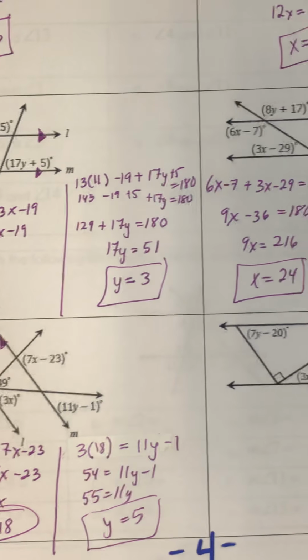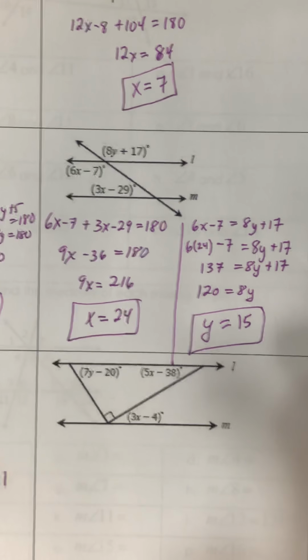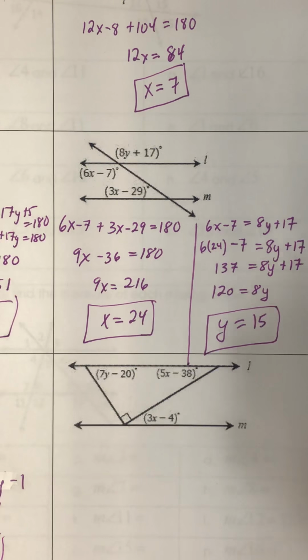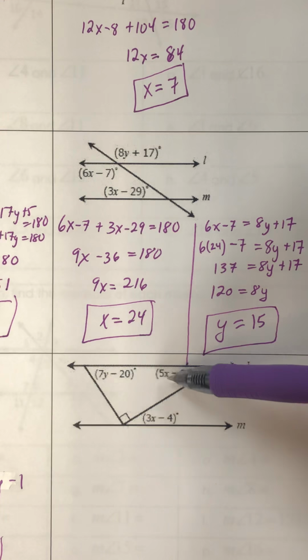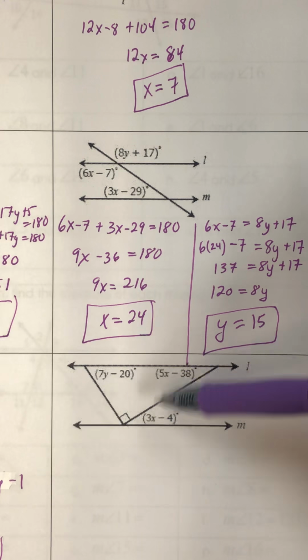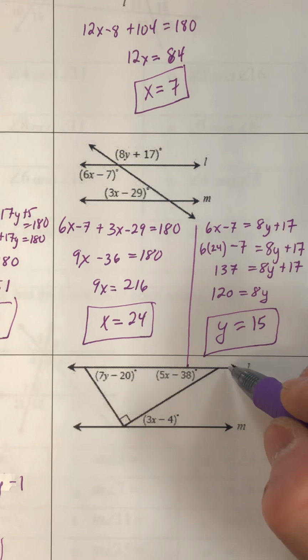Okay, let's see, what do we got here? All right, what do we know? Well, I know this is a triangle, so those three angles add up to be 180, so we could set that up, but we need x or y first. So let's see, where's my parallel line? So L is parallel to M. Oh, those two would be alternate interior, so they're equal to each other.